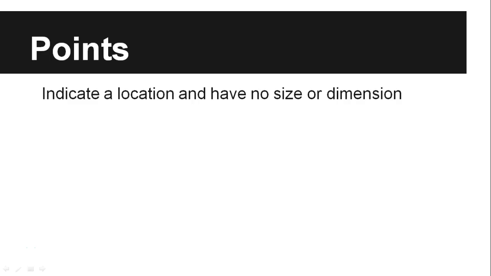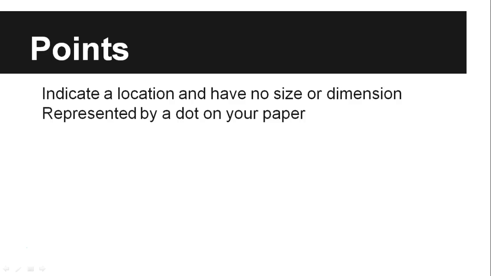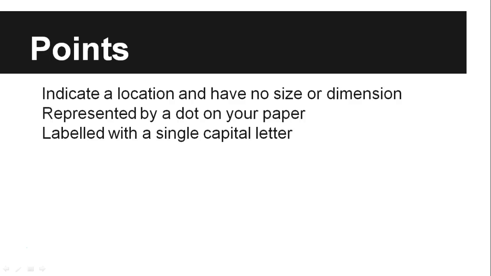Let's first take a look at the point. So the point indicates a location somewhere in space, on a piece of paper, on anything like that, and it has no size or dimension. It's represented by a dot on your paper that's labeled with a single capital letter. And it can be any capital letter, does not matter what. To give you an idea, here is point A. I could also have point C. I could have point P. It does not matter which letter, you can use any of them.